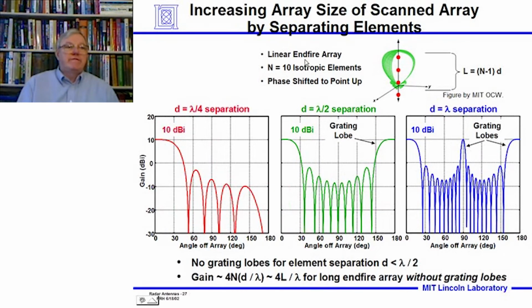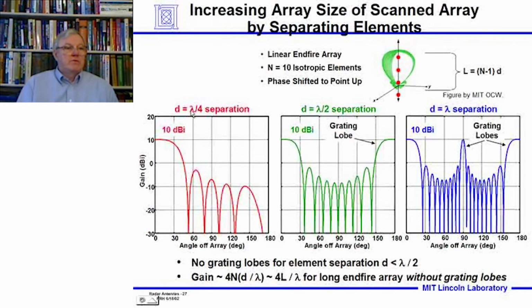Now if we look at an end-fire array, an end-fire array is one where our main direction that we're looking is along the direction of the elements. That's called an end-fire array. For an end-fire array that's phase shifted, we've already got the phase shifters set so the beam will point up. And now we ask, what does the gain pattern look like for this end-fire array? For 10 elements. In each case, it's just 10 elements.